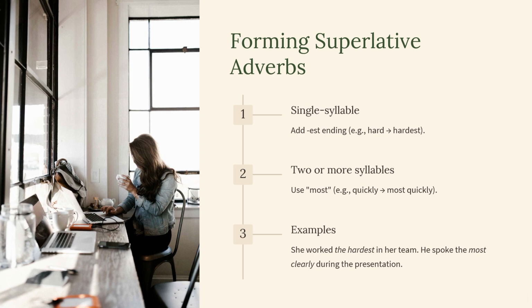So for adverbs with two or more syllables, we use the word most before the adverb. So for example, quickly becomes most quickly. And we could say, for example, in a sentence, he spoke the most clearly during the presentation, suggesting his clarity was unmatched by the other speakers. Now, using superlative adverbs allows us to highlight the peak performance or the highest degree of an action. It's a great way to add emphasis to make our descriptions more memorable.